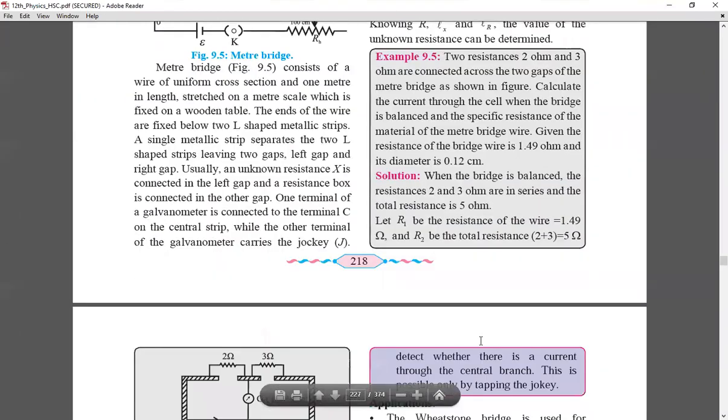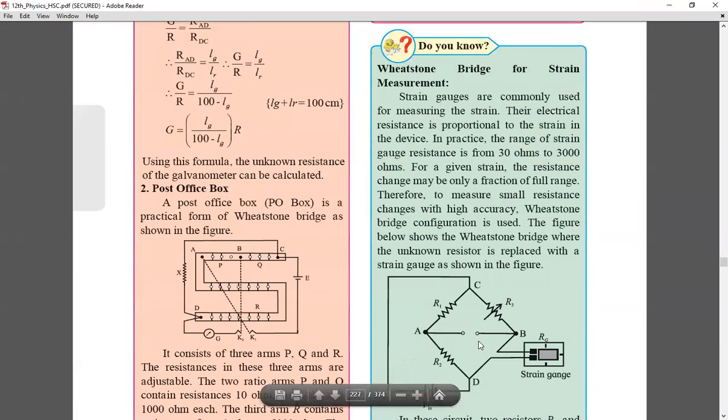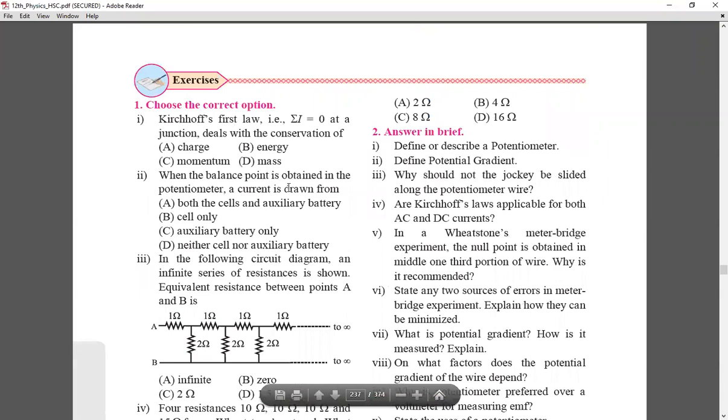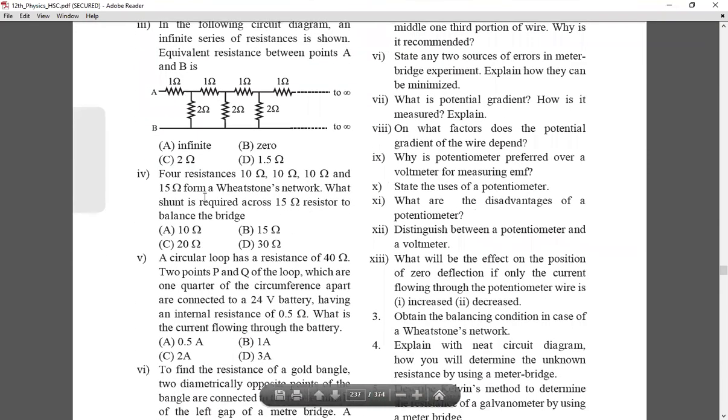Okay, let's see an unsolved problem based on the Wheatstone bridge. There is one MCQ question for resistances 10, 10, 15 ohm in a bridge network. What shunt is required? Shunt means parallel resistance. What parallel resistance is required across the 15 ohm resistance to balance the bridge? Okay, let's see the solution for it.